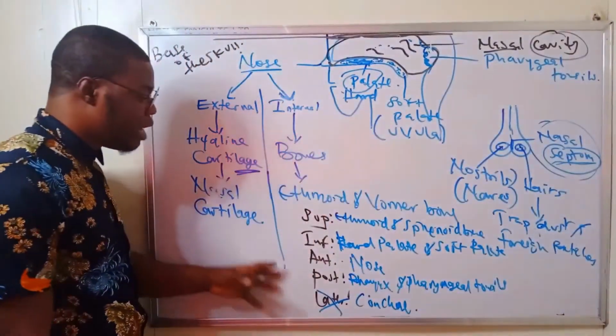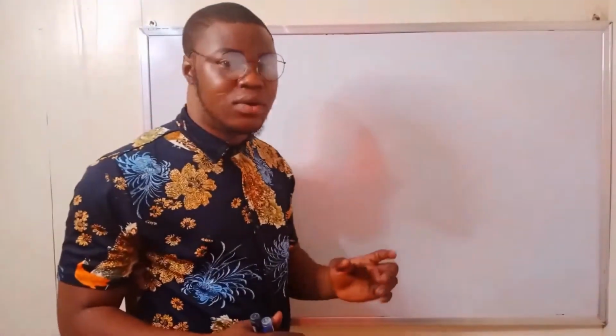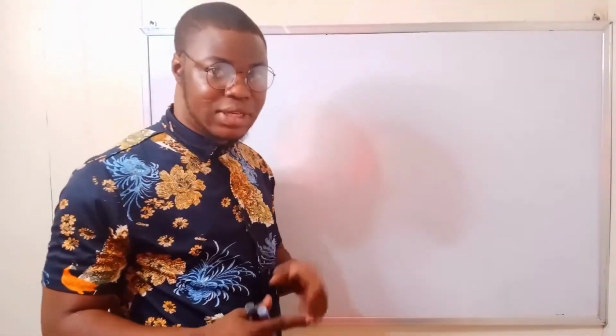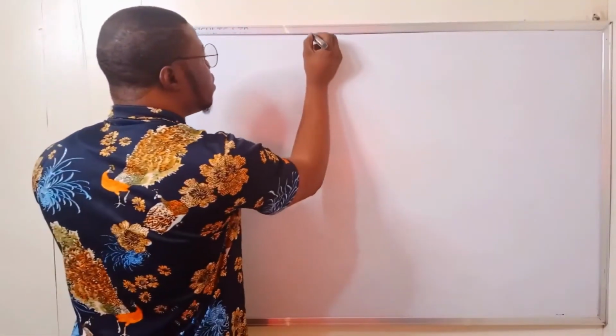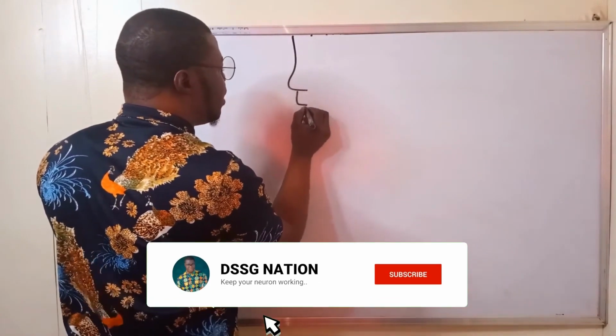Let me click on the board and proceed with the nasal cavity. I'll be right back. Welcome back. Now, let's quickly come in with the diagram of the respiratory system once again. Now, you have your nose, and then the mouth.